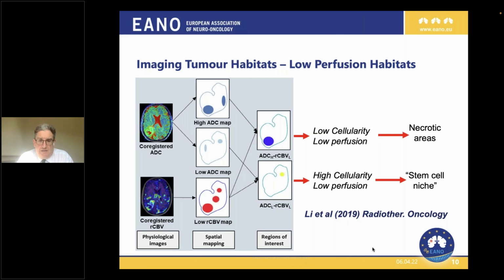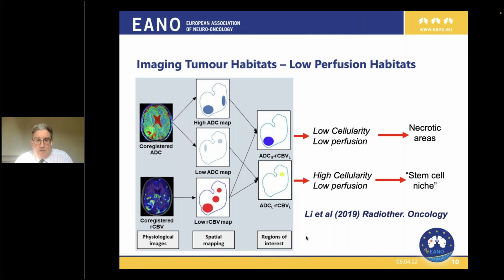In this case, this is work done by Chao Li in my group, who used perfusion imaging, so took some rCBV images and also some ADC images, and tried to identify regions within the tumor where there was low rCBV, and then found corresponding areas where there was high ADC and/or low ADC, and then combined the two to have these two regions of interest that we could then study and understand what was happening in these different regions.